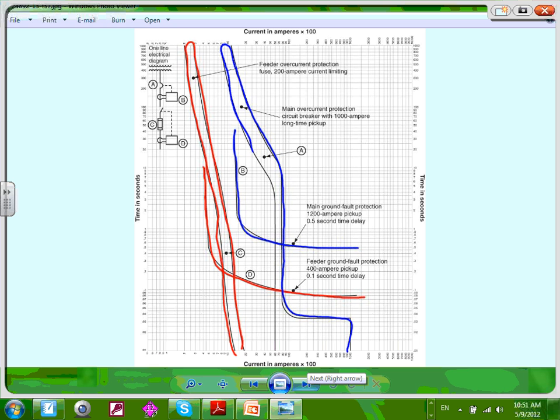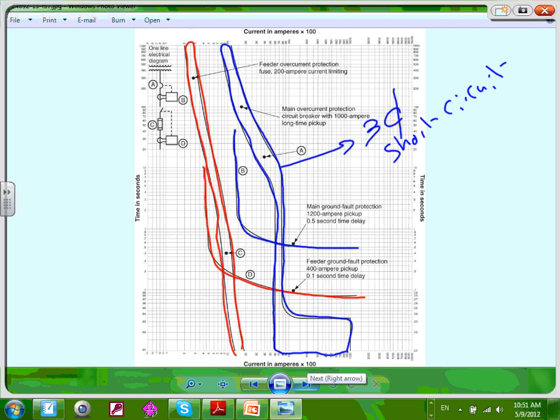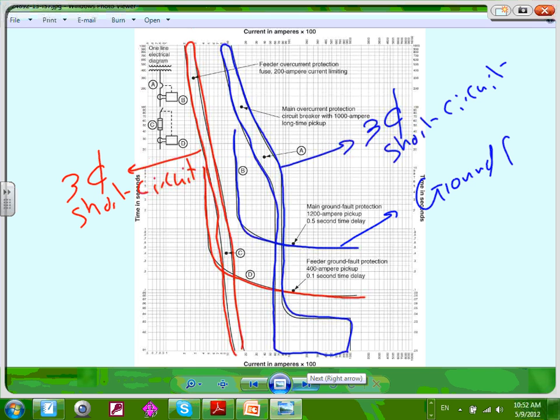Coming right here, this is my circuit breaker. Can you guys see that there's full coordination between two things here? This one is for the 3-phase short circuit, and also this one is for the 3-phase short circuit. The ground fault is this one, this one for ground fault, and also this one for ground fault.